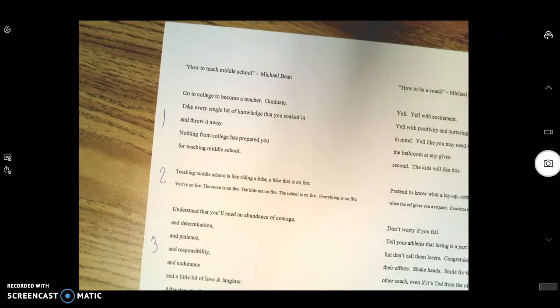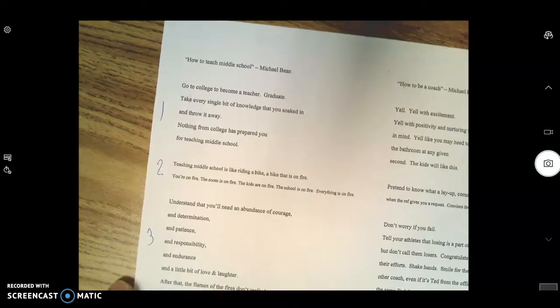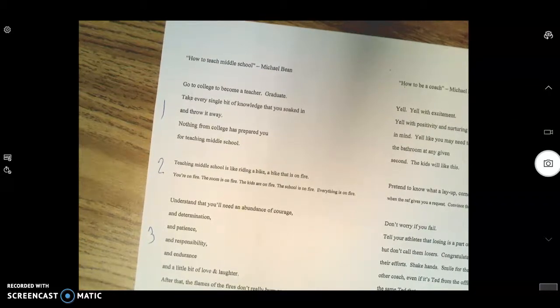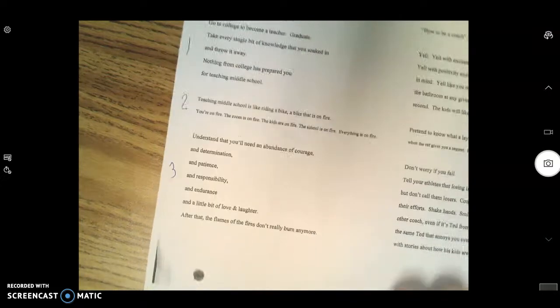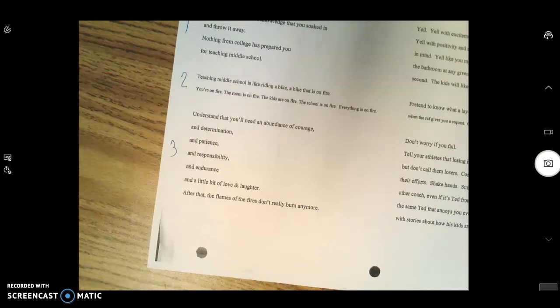Here we go. Go to college to become a teacher. Graduate. Take every single bit of knowledge that you soaked in and throw it away. Nothing from college has prepared you for teaching middle school. Teaching middle school is like riding a bike that is on fire. You're on fire, the room is on fire, the kids are on fire, the school's on fire, everything is on fire. Understand that you'll need an abundance of courage and determination and patience and responsibility and endurance and a little bit of love and laughter. After that, the flames of the fires don't really burn anymore.